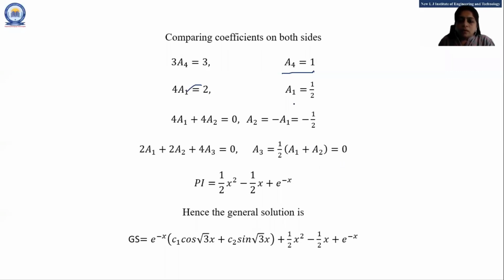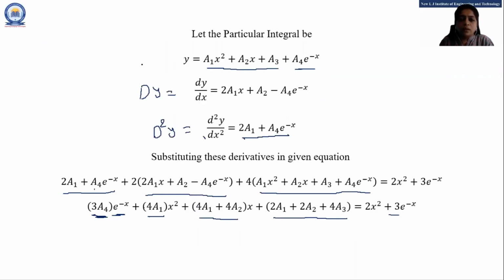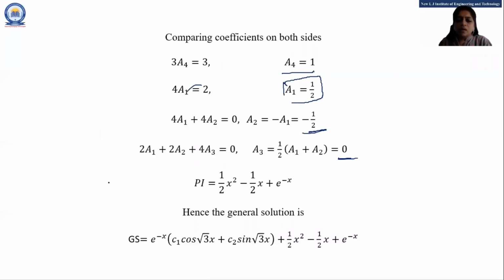By substituting, this is the value of a4, this is the value of a1, this one is a2, and this one is a3. So by substituting all these values in the particular integral, and what is our assumed particular integral? This one. So after substituting all values a1, a2, a3, a4 in this equation, we'll get our final particular integral, and this is 1 half x square minus 1 half x plus e raised to minus x. And the general solution is this one. This is the complementary function, and this one is the particular integral.